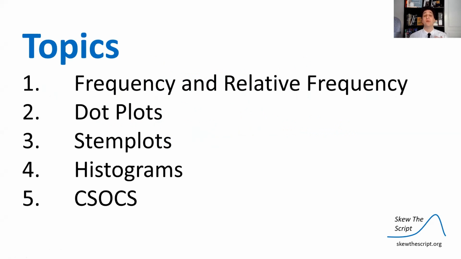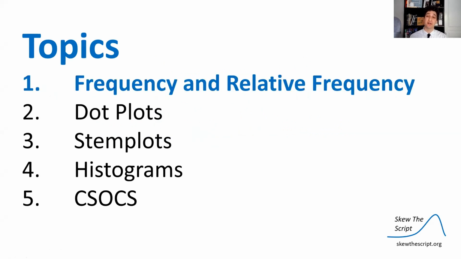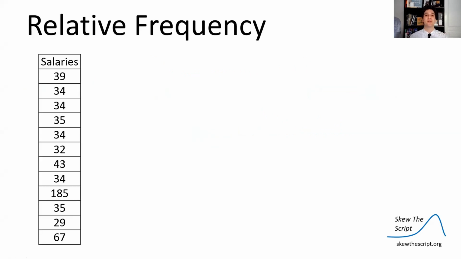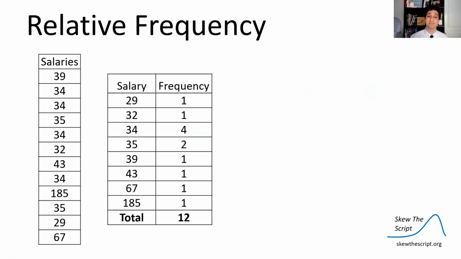So we're going to start with talking about frequency and relative frequency for quantitative data. Imagine we have a data set of 12 salaries at a company of 12 employees. In this data set, the numbers represent thousands of dollars. So for example, the first person in this data set makes $39,000, second person makes $34,000, etc.